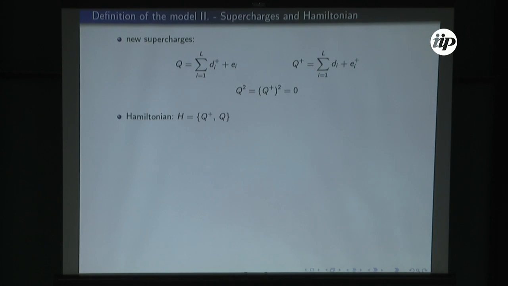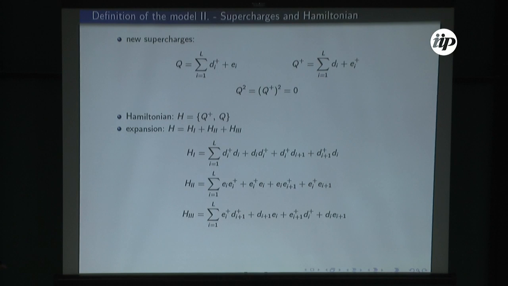So if you make this computation, you can expand this Hamiltonian into three terms: H1, H2, and H3. H1 is the original term, the Hamiltonian of the original model. Now I wrote it in a bit different form, but it's actually the same.